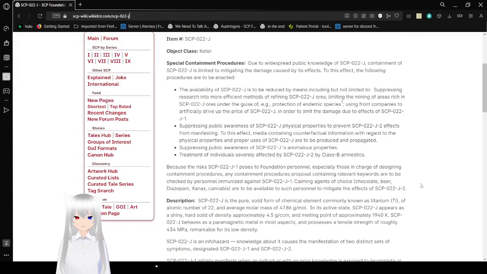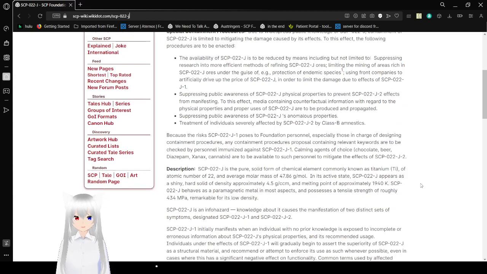The availability of SCP-22J is to be reduced by any means, including but not limited to suppressing research into more effective ways of refining SCP-22J. In order to limit the damage of the effects of 22J1, suppressing public awareness of SCP-22J, a physical property to prevent SCP-22J2 effects from manifesting. To this effect, media containing counterfactual information with regard to physical properties and properties of SCP-22J are to be produced and propagated.